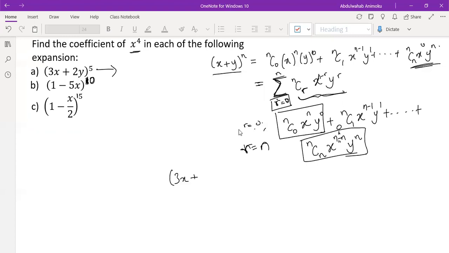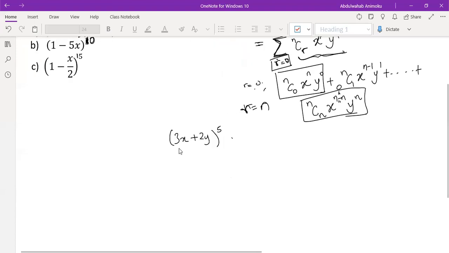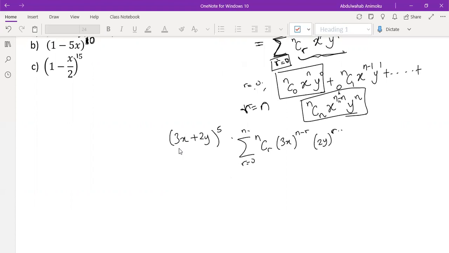So let's start with the first one, raised to power 5. Now we note that any term in this expansion can be written as n combination r, the first term raised to power n minus r, the last term raised to power r. This is what we talked about, so any term can be written in this form. Now, don't forget that in this case your n is 5. So that would be the sum with r from 0 to 5 of 5 combination r, 3x raised to power 5 minus r, 2y raised to power r.